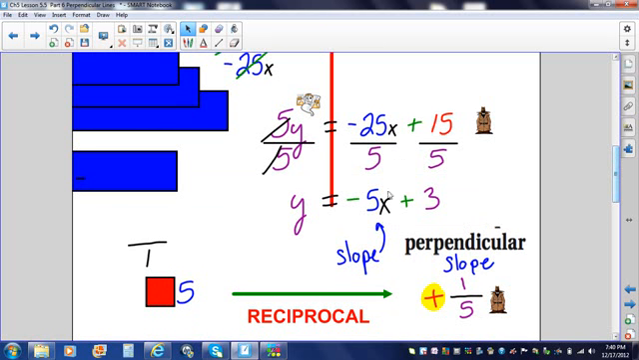The dog follows you everywhere you go. 15 divided by 5 gives you 3. Now we have y equals negative 5x plus 3. Did you just say that negative 5 is the slope? Congratulations, you are correct. Y, or the tornado, is all by itself, so negative 5 is our slope.